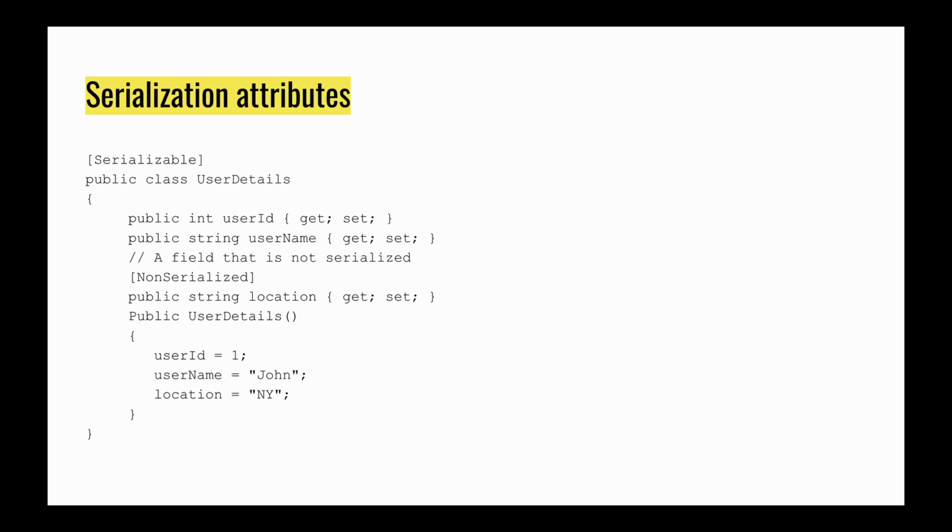If you want to serialize a specific object, such as a class, you need to apply the serializable attribute to it. If we don't want to serialize a certain field in our class, we need to apply the non-serialized attribute. Below is a simple example of serialize attributes in a class. We serialize the UserDetails class by adding a serializable attribute, except for the location field, so we added a non-serialized attribute.